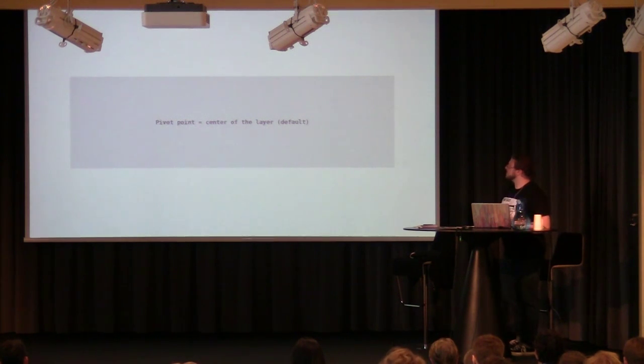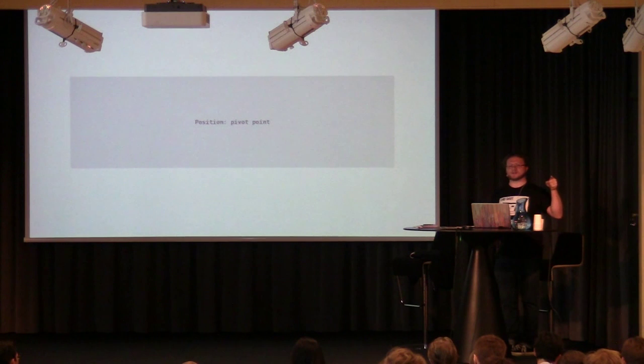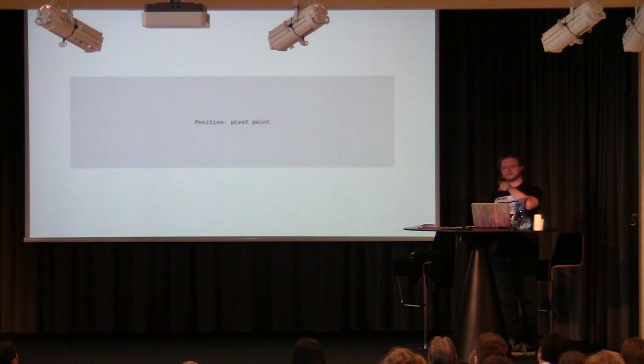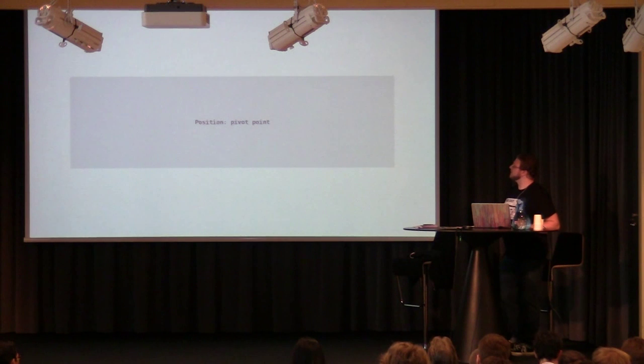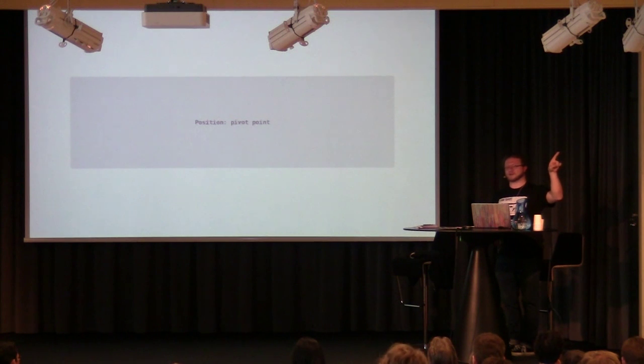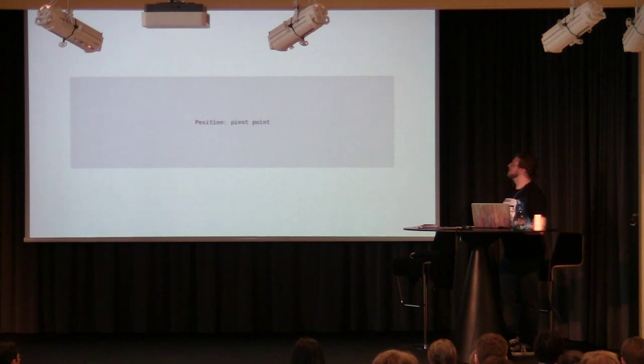Again, center of the layer. The pivot point is in normalized coordinates, 0 to 1, 0 to 1. The position, though, is in parent relative coordinates, so it's in the actual coordinates. Say I want this actor to be at 100 by 100, it's 100 by 100 in regards to the parent. And it's the position of the pivot point, not the position of the top left corner of the layer. That is one of the major changes from Clutter.